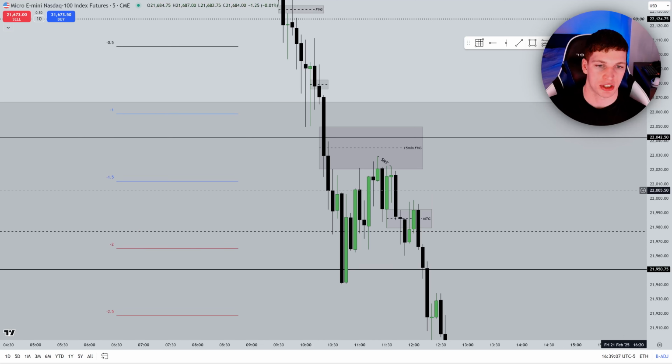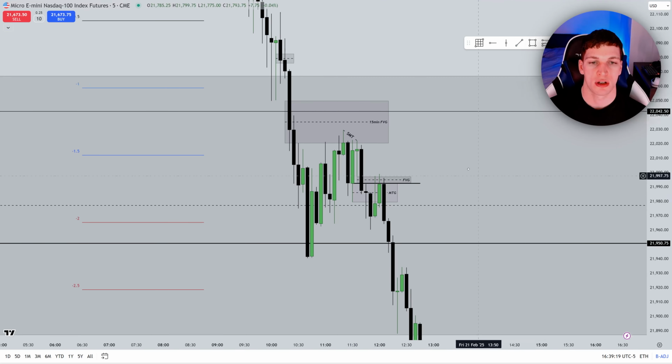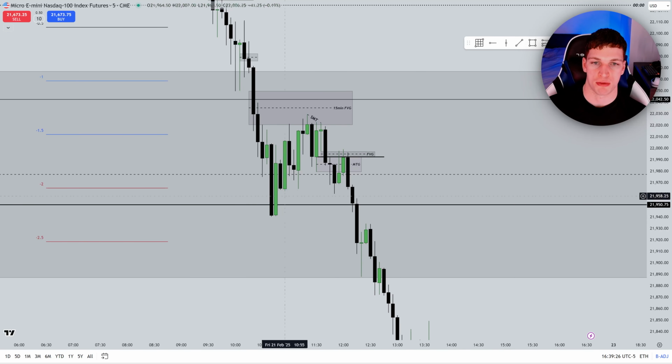Me personally, I think the best entry would have been waiting for this 5-minute fair value gap there, which you can see on the chart. And then we also had this order block there. So you had multiple confluences converging into one, with obviously the wick, which is the mitigation block there. And then this eventually led to that distribution.